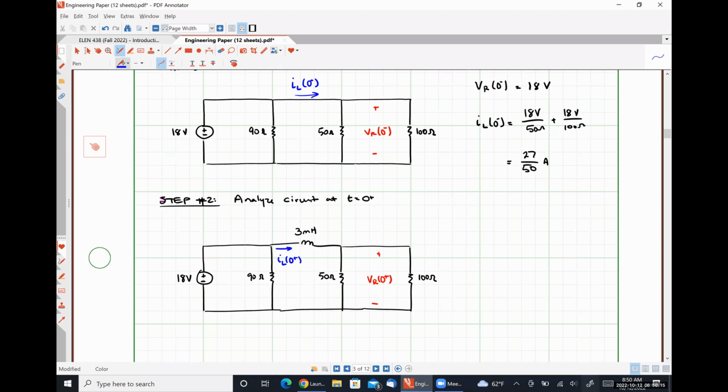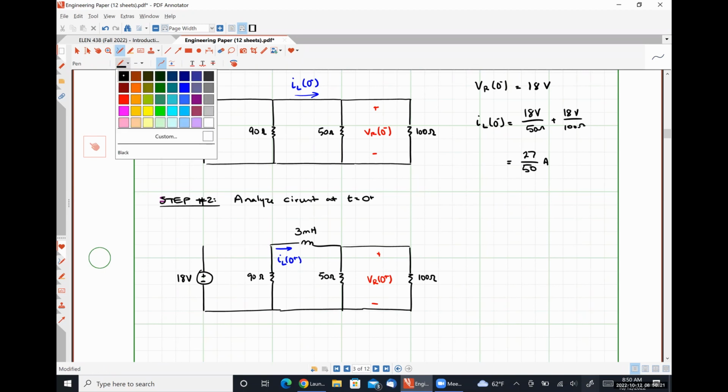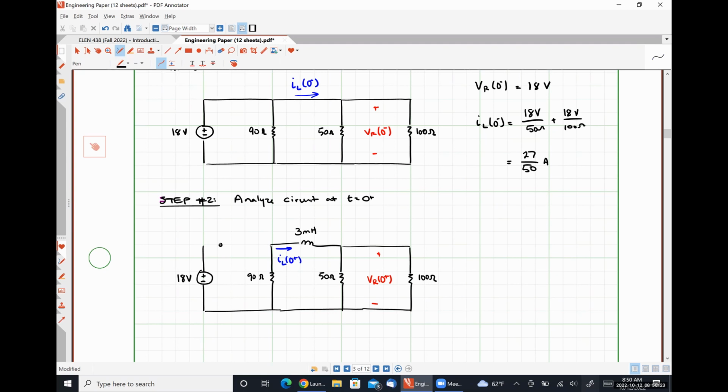Thank you, you're right. Absolutely correct. Thank you so much. The switch should be opened because we are at t equals 0+. Thank you, thank you, thank you.